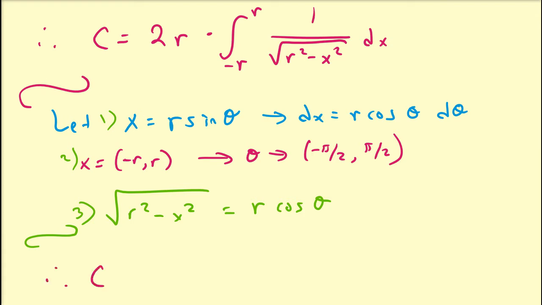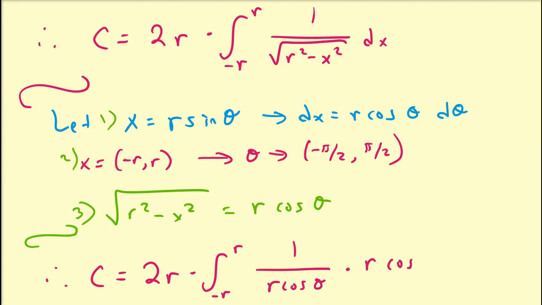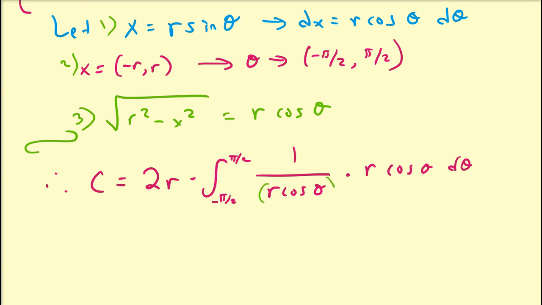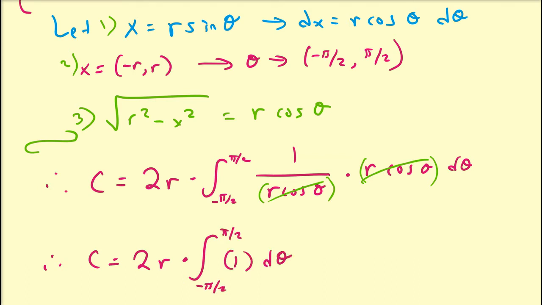All right, so that means what? So c is going to be equal to 2r times this integral from minus r to r of 1 divided by r cosine theta times dx, which is r cosine theta d theta. Oh, these limits should be different. So this should be minus pi over 2 to pi over 2, since we're in d theta now. All right, so what do we have here? So this r cosine theta term will cancel, and we're just going to be left with c is equal to 2r times the integral from minus pi over 2 to pi over 2 of 1 d theta.